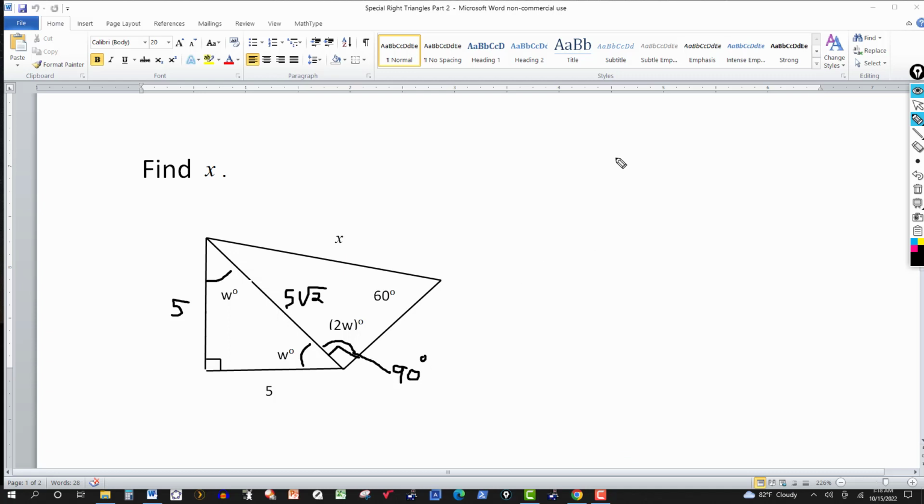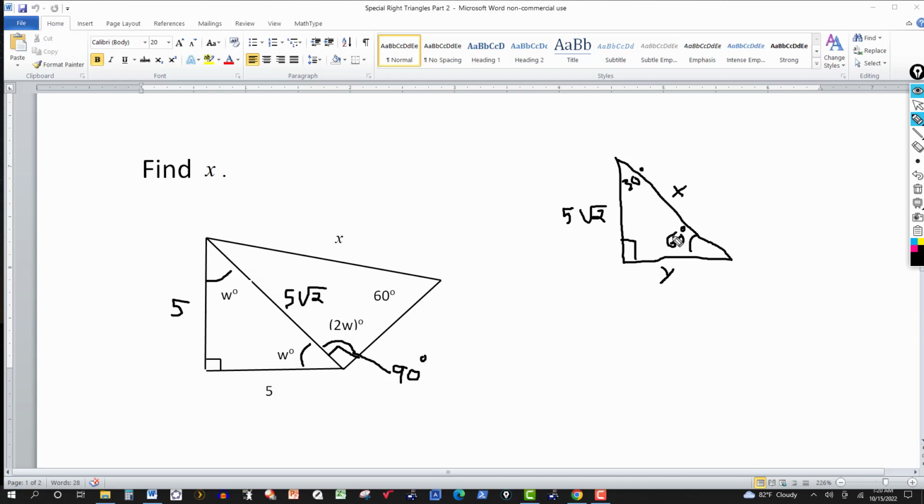So let's write this triangle over here then. This is 5 square root of 2. This is x. This is 60 degrees over here, so this has to be 30. This is 60. And this, of course, is 90 degrees. So let's call this y for now.